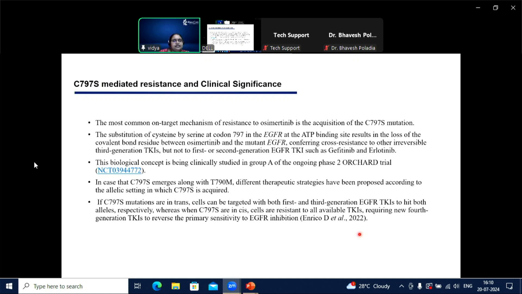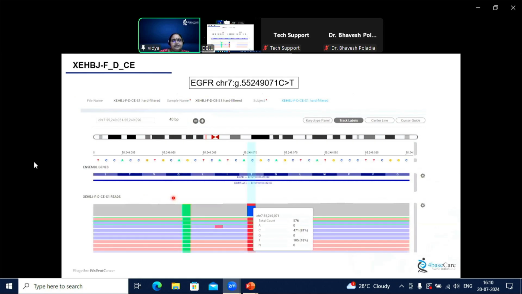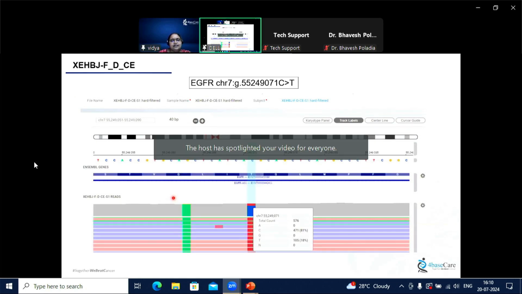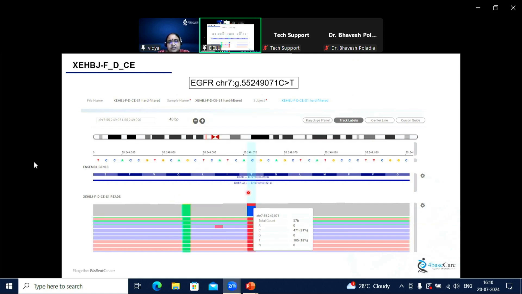So essentially, why does that happen? Because C797S mediates the resistance to the osimertinib binding pocket. T790M does not make any resistance to osimertinib, whereas C797S develops a resistance to the binding pocket. Now, this is just an IGV to show how far apart they actually are. So this is the T790M location, T, okay. And after this G, this is where our cysteine is.